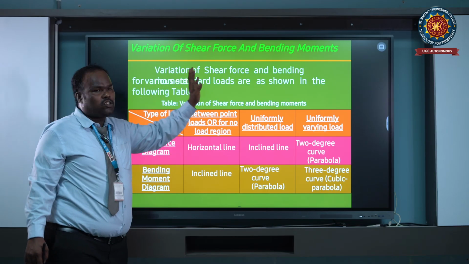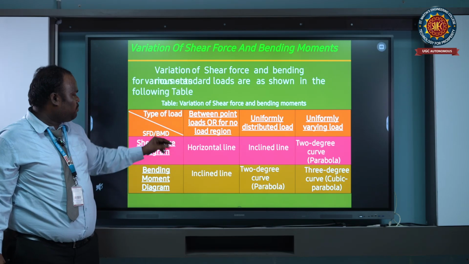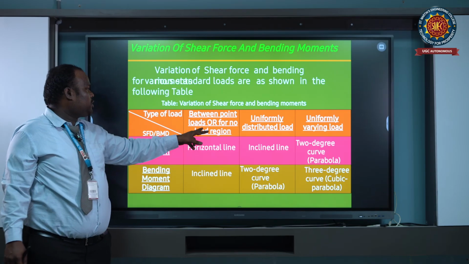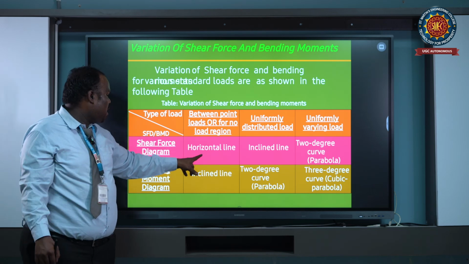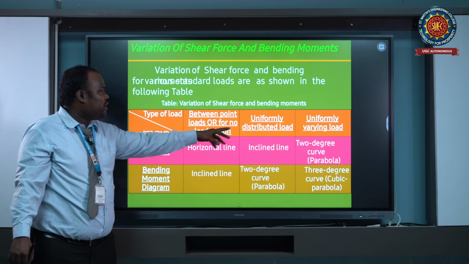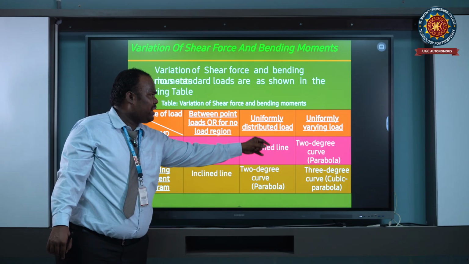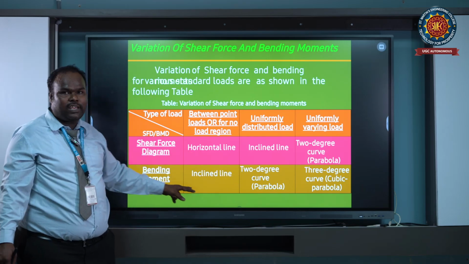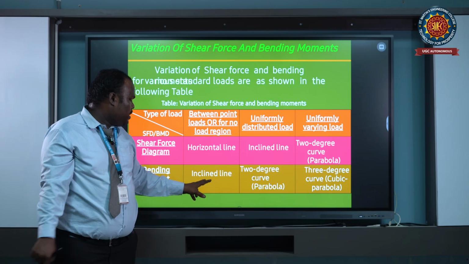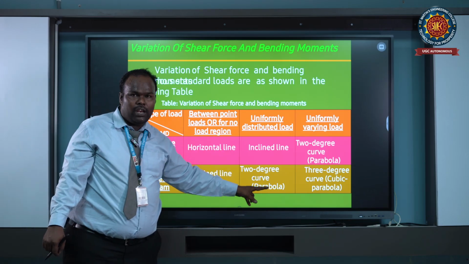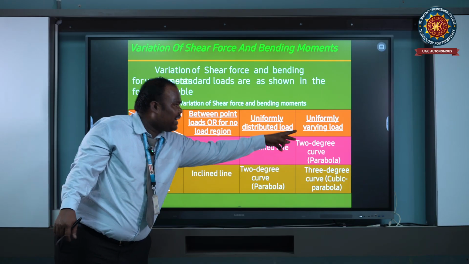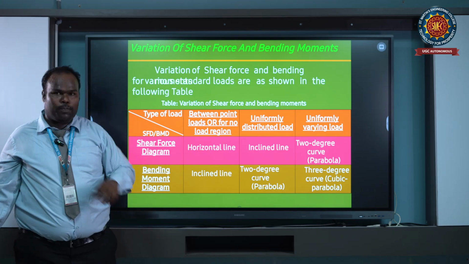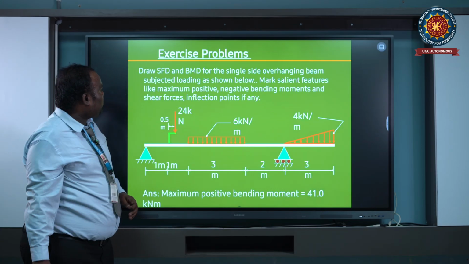The variation of shear force and bending moment diagrams. So the shear force diagram and bending moment diagram depend on the type of load. First one, if acting a point load, then a horizontal line in the shear force diagram. In acting a UDL, an inclined line. In UVL, a 2 degree curve, parabola. For bending moment, when acting a point load on the beam, it is an inclined line, and for UDL, a 2 degree parabola. If acting a UVL on the simply supported beam, then the bending moment curve is a 3 degree curve parabola.